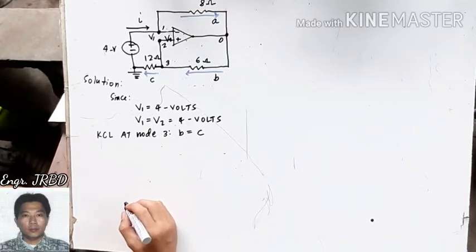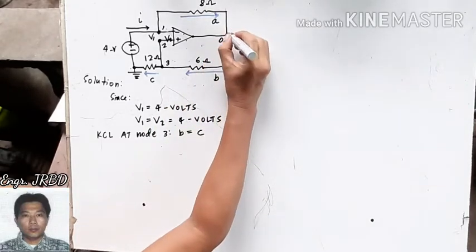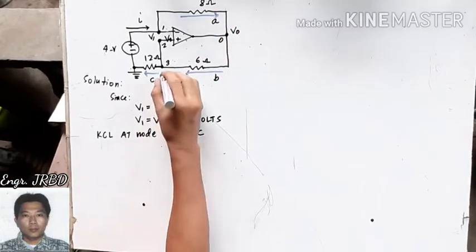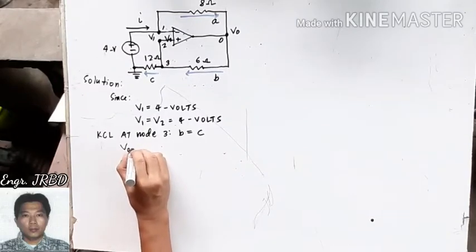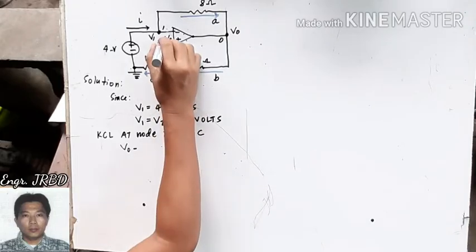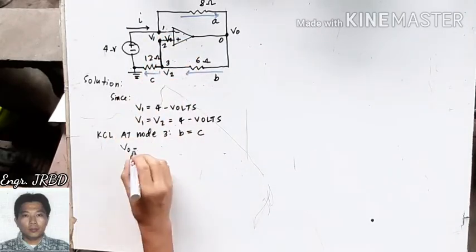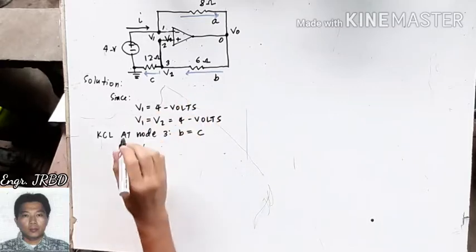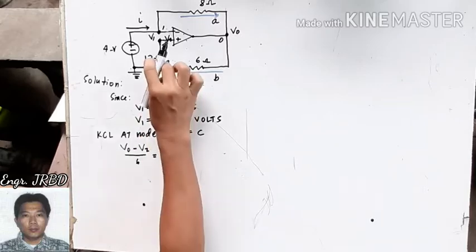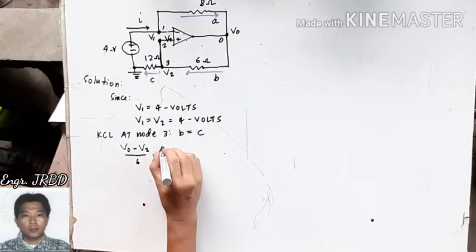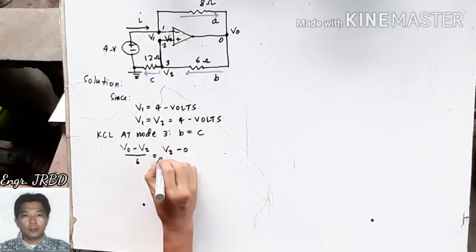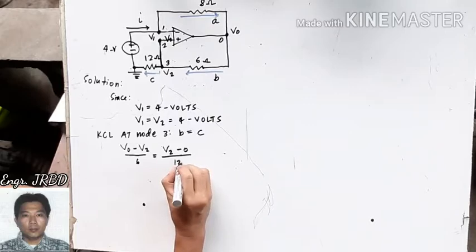Expressing now your B in terms of the voltage, the voltage in the output terminal is V sub O. So this is V sub O minus the voltage in node 3, which is V sub 2, since there is no resistive element between this point, divided by the resistance in between, is equivalent to C, which is the voltage in node 3, that is V sub 2, minus the voltage at the ground, which is 0, all over 12 ohms. Okay?